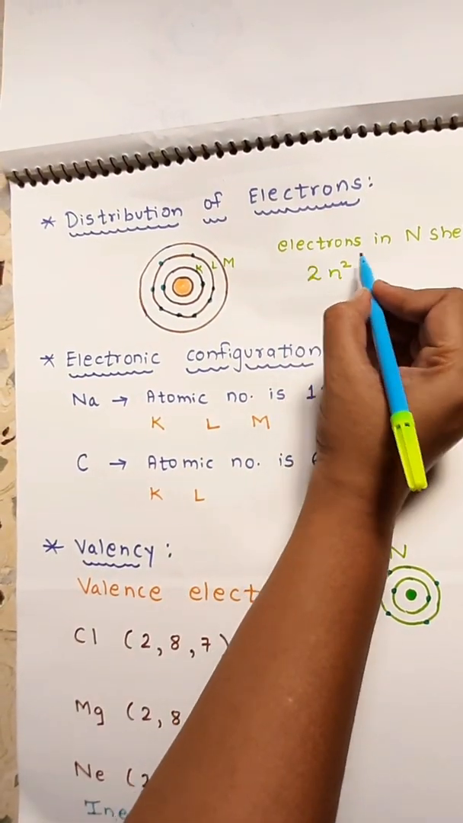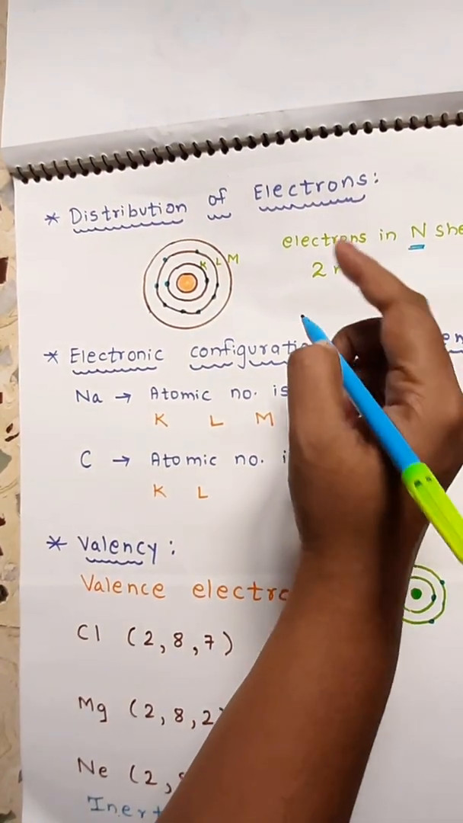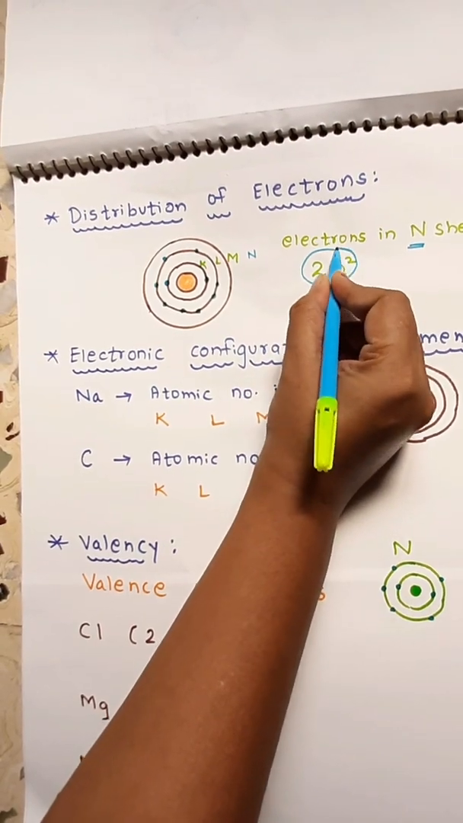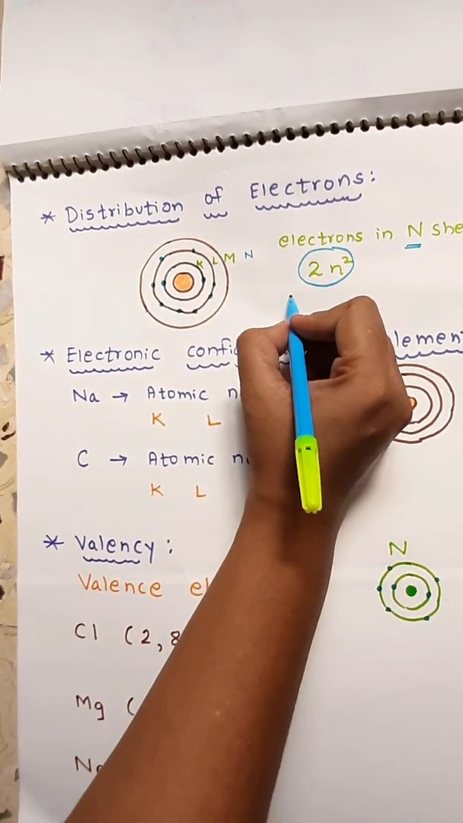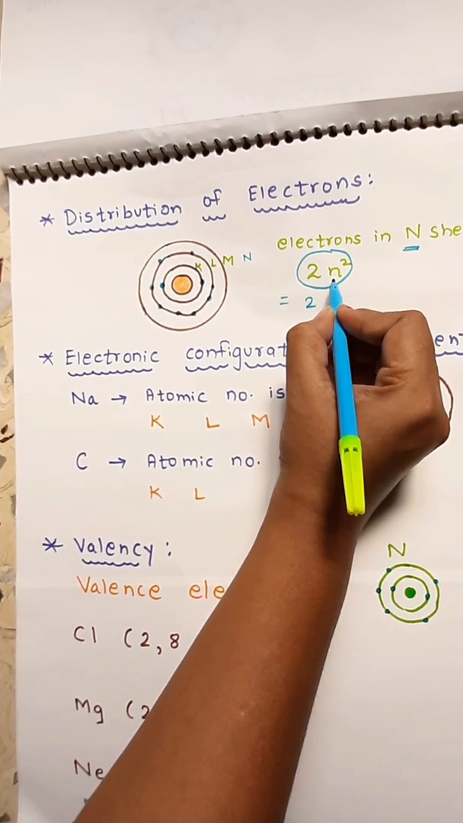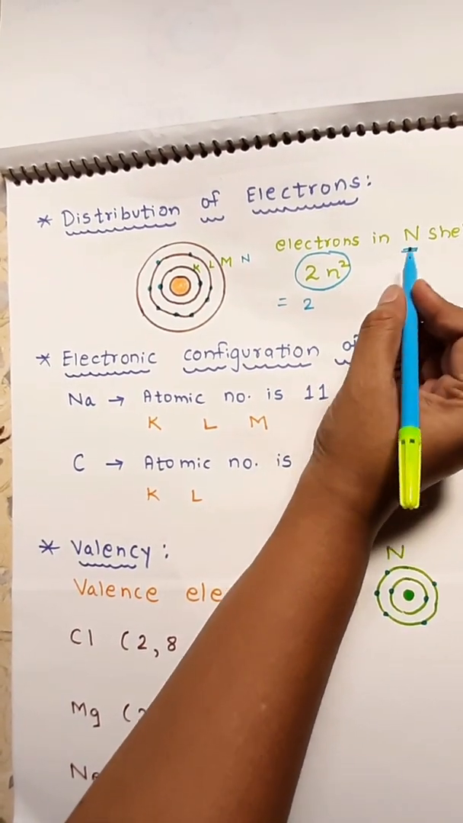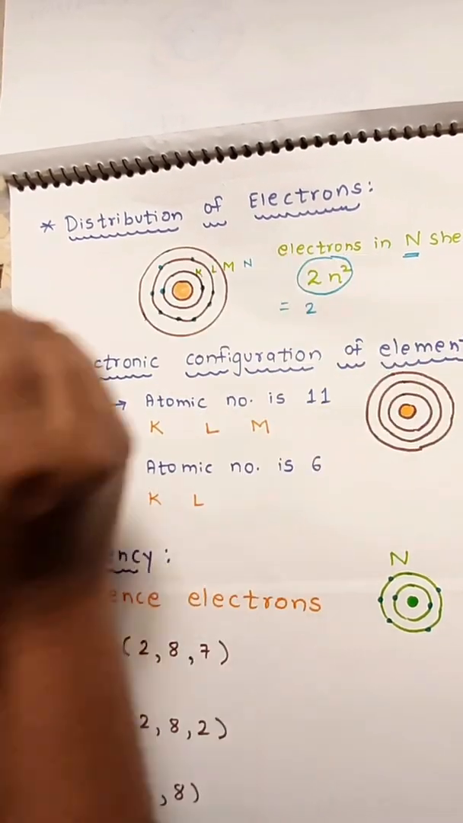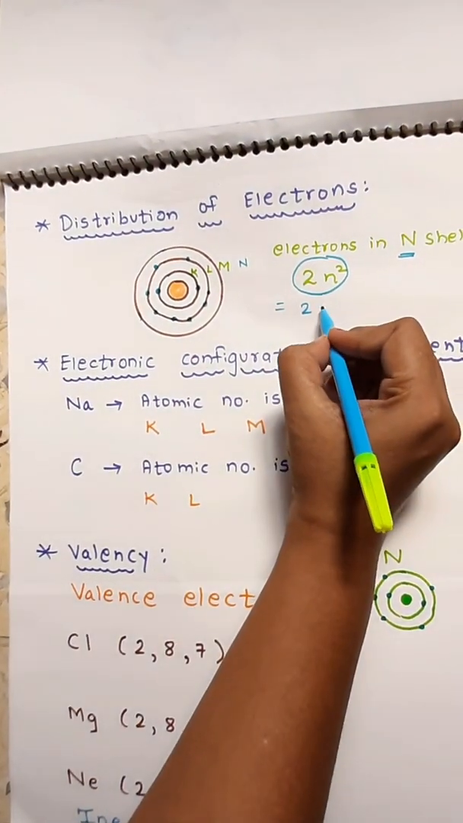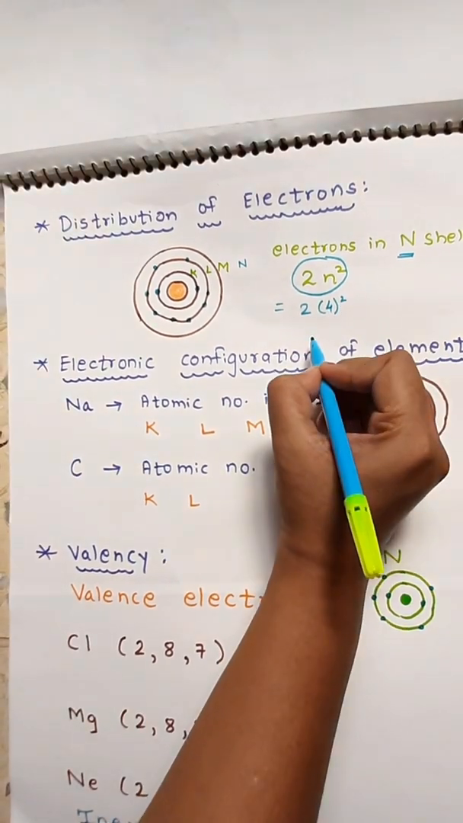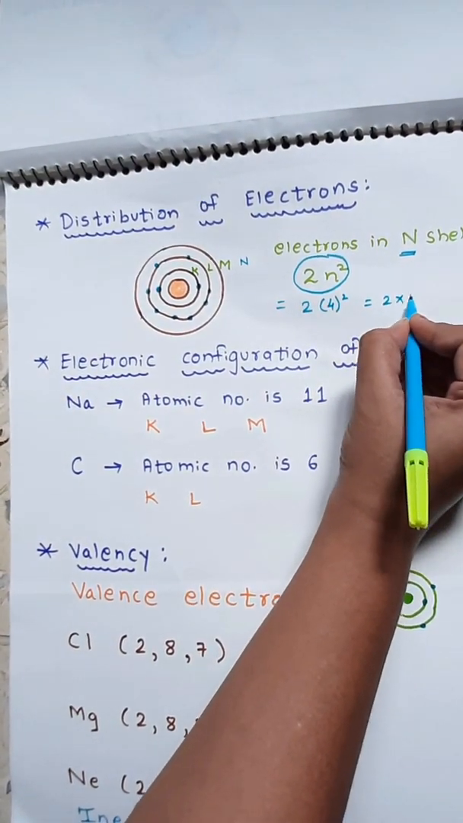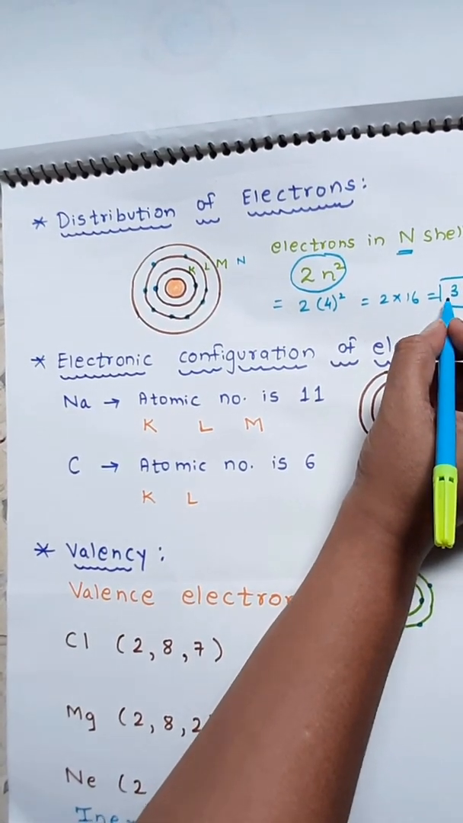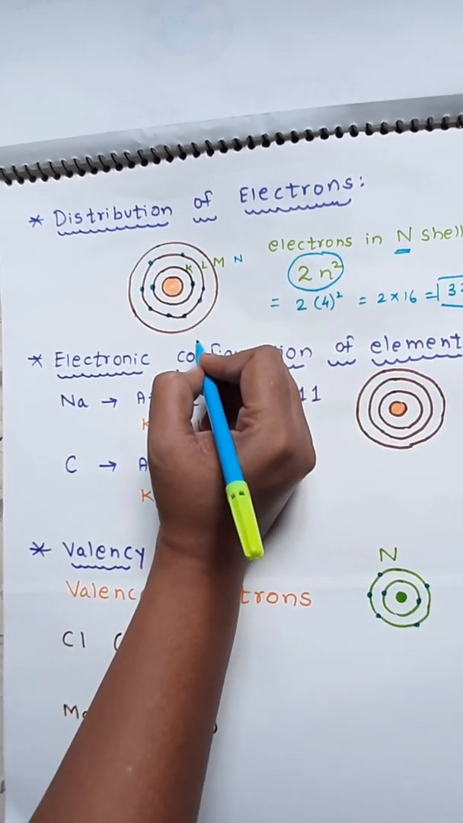Now if I have to find the electrons in the N shell, which is the fourth shell, there's a formula for that: 2n squared. Just substitute and get the answer. Here n stands for the number of the shell, and I'm talking about the fourth shell, so I substitute n as 4. So it will be 2 into 16, that is 32. So there will be 32 electrons in the N shell, that is, in the fourth shell.